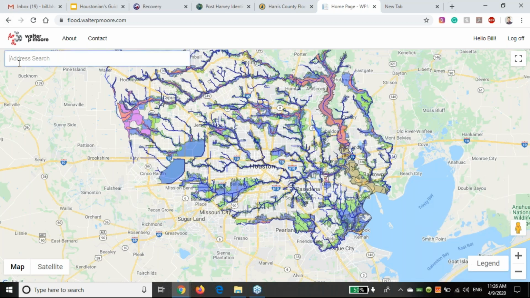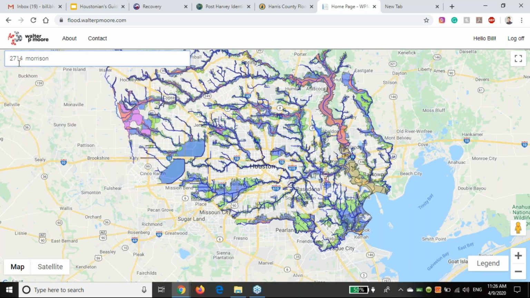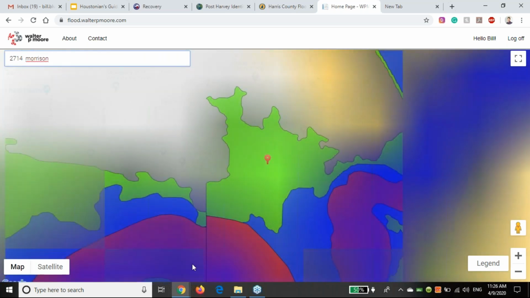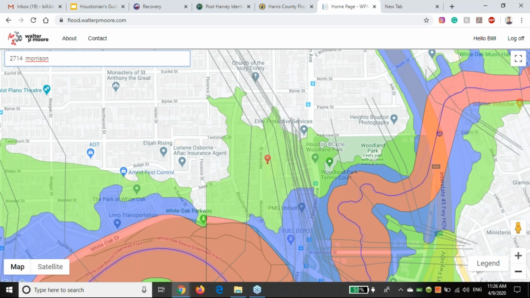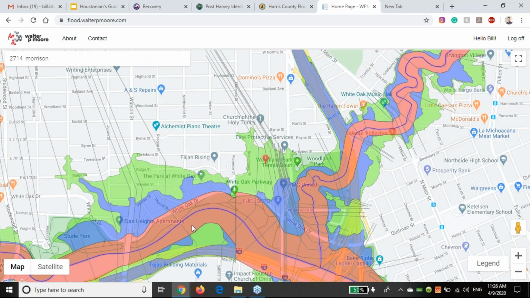So I am building a home for myself at 2714 Morrison in the Heights, okay? So let's just follow this little train. 2714 Morrison is in the current 500-year floodplain. Here's the bayou. I want to be real clear about these maps. Red is floodway. Floodway is bad.